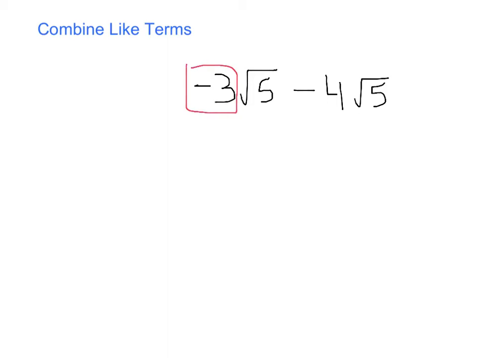Next example. If we have negative 3 square roots of 5 minus 4 square roots of 5, we're just trying to figure out how many square roots of 5 do we have. So all you're really doing is you're worrying about the coefficients, negative 3 minus 4. So you have negative 7 square roots of 5.